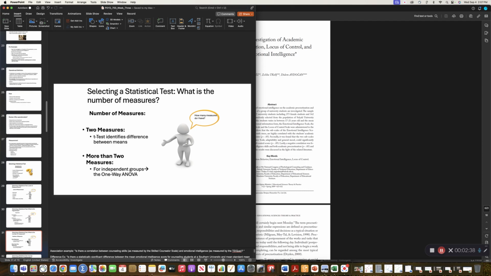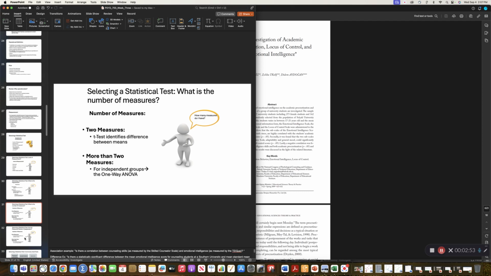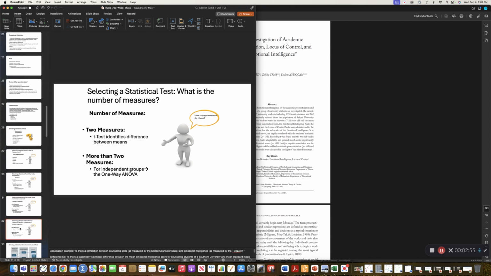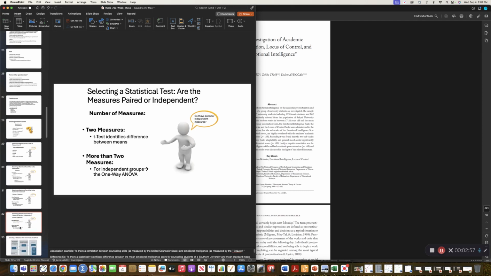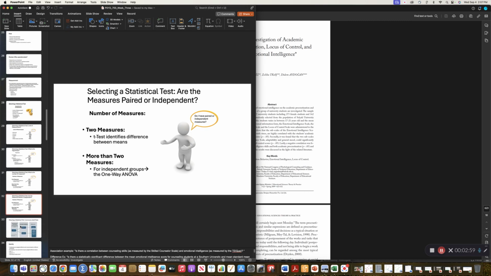Another question we have to ask to know what type of statistical analysis to use is, are we using 2 measures, like a pre-test and post-test, or are we using more than 2, like pre-test, post-test, and 5 months after treatment, for example? Because then we might be using a different assessment, like an ANOVA, depending on whether our groups are independent or correlated.